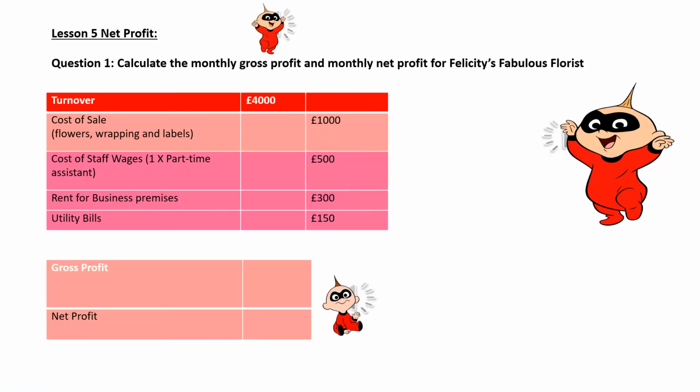Question 1. Calculate the monthly gross profit and monthly net profit for Felicity's Fabulous Florist. Hopefully you picked up the clues with the size of Baby Jack. The big Baby Jack is gross profit, and the little Baby Jack is net profit. Gross profit. Turnover. Now you have the turnover number. It's in the dark red. And you've got to minus the cost of sales, which is in the pale red. Two numbers you've got to deal with.